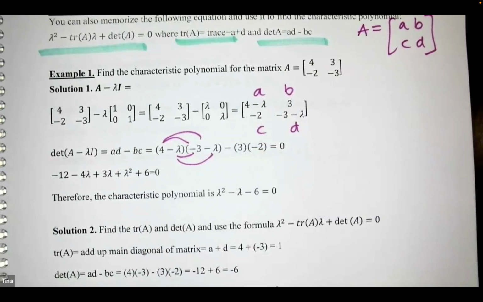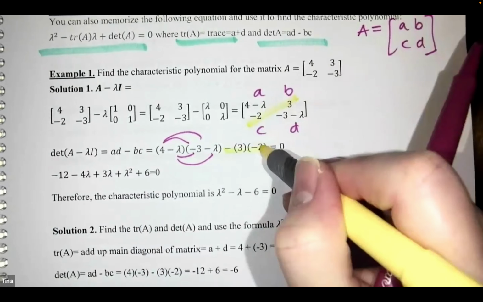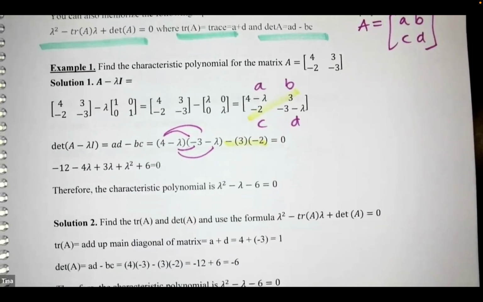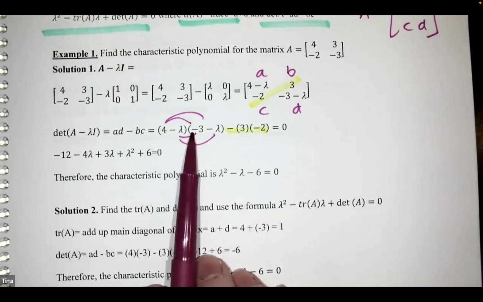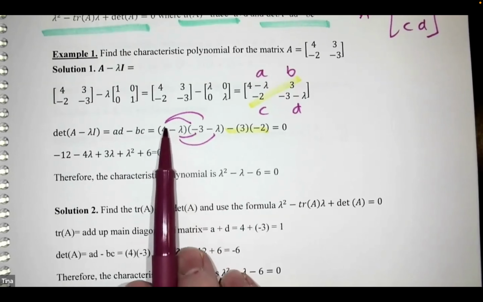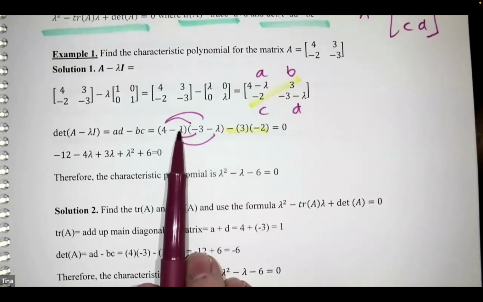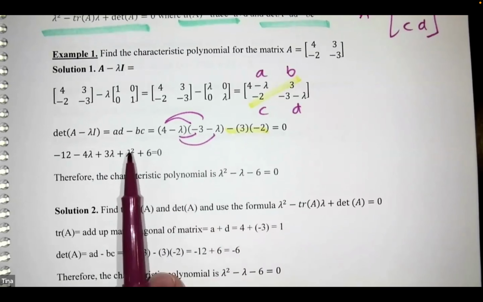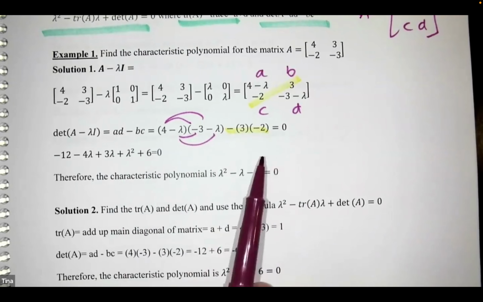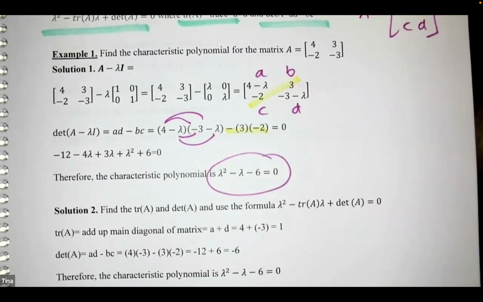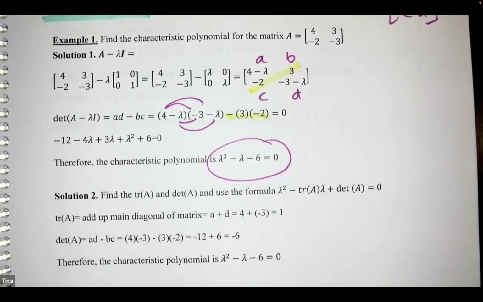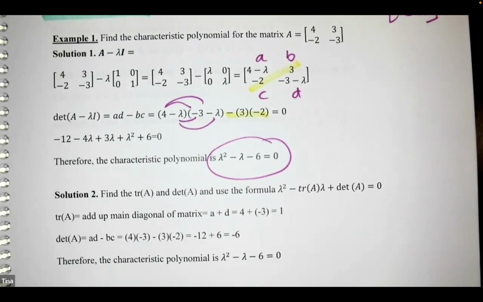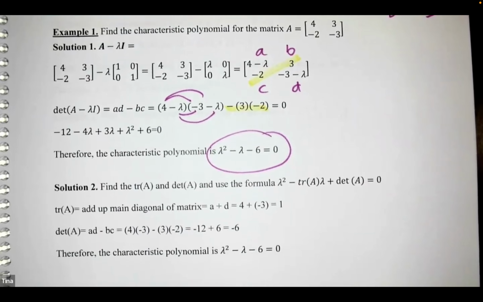That's AD. Minus, and then for BC, we would just get minus a negative 6, so plus 6, right? So here, if we FOIL it out, we get negative 12 minus 4 lambda. On the inside, a plus 3 lambda. Negative times negative, so plus lambda squared, plus 6. Collect your like terms, collect your lambdas, collect your constants, and that's your characteristic polynomial. And to solve for the eigenvalues, we would factor.